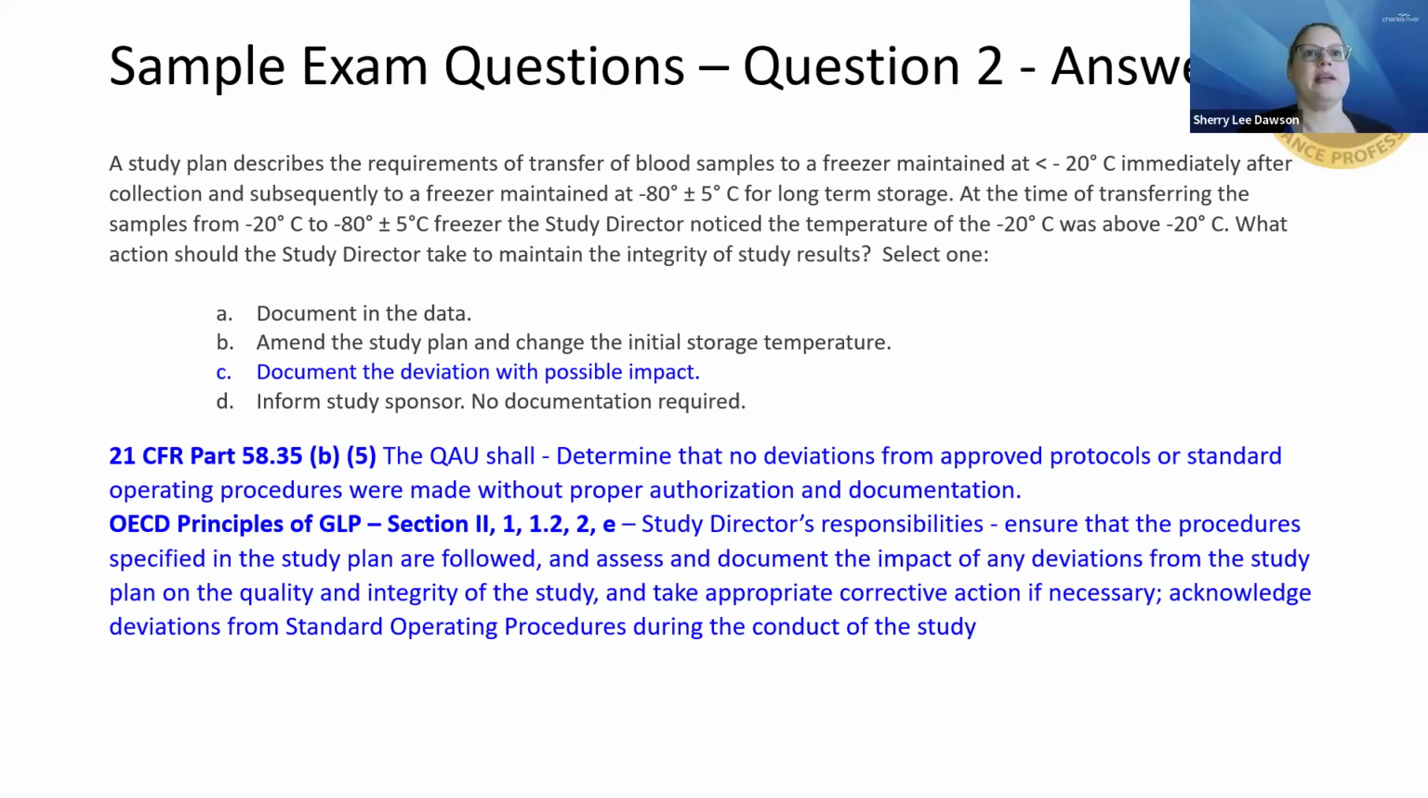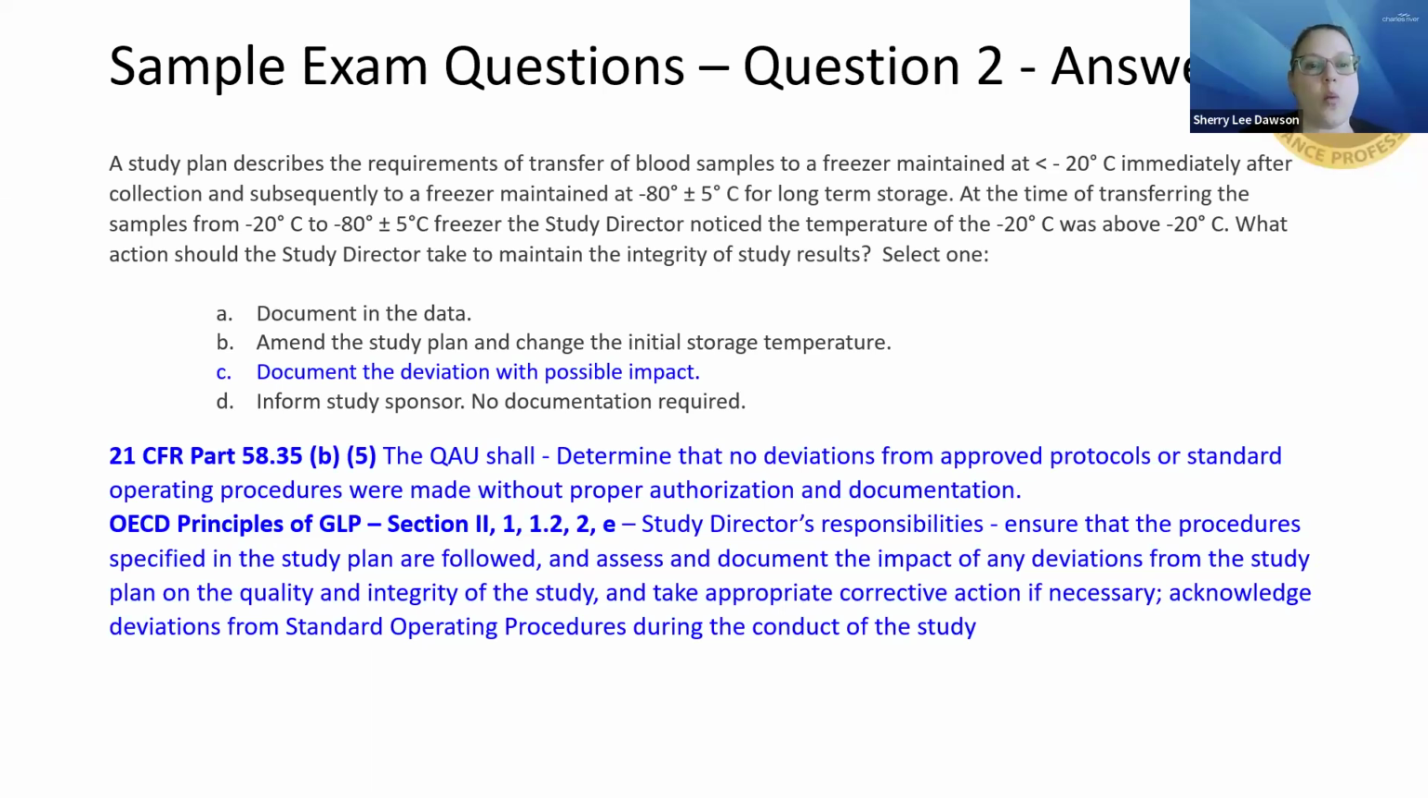And sometimes there will be a little tricky thing. If you're reading it quickly, sometimes it'll be what action should the study director not do? And if you're just reading quickly, you're like, oh, he should do this. And then you're like, no, that's not the right answer. Okay, so the right answer, of course, is C. So the source, again, would be 3855B5. If you're more familiar with the FDA GLPs, because again, this situation has regulations supporting from both, QAU shall determine that no deviations from approved protocols or standard operating procedures were made without proper authorization and documentation. And of course, from our OECD principles of GLP, it's the exact same citation from last one.